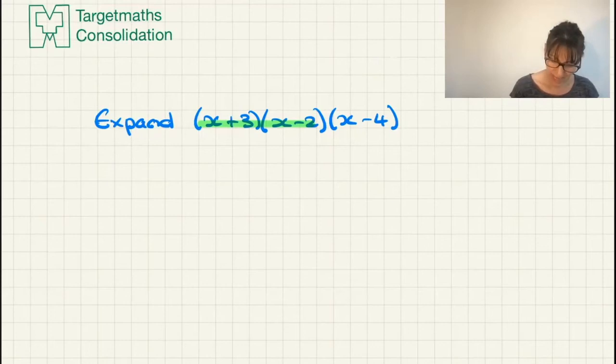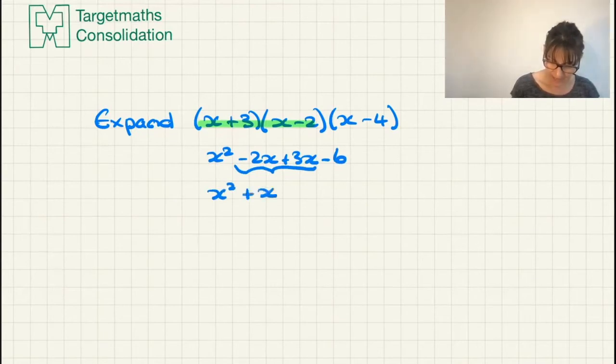So I'm going to do x times x is x squared. And then I've got minus 2x plus 3x. And then 3 times minus 2 is minus 6. Be very careful with that negative. That could be where you might go wrong if you do. Minus 2 plus 3 is a positive x. And then I've got my minus 6. So all of that now needs to be multiplied by x minus 4.